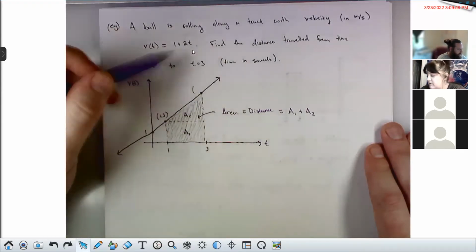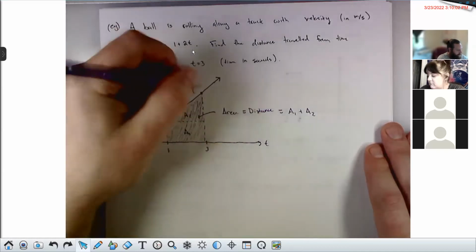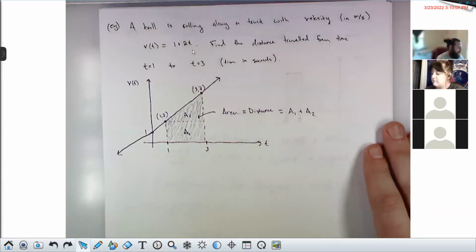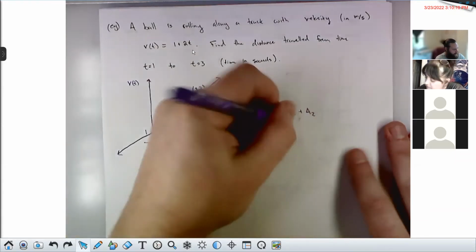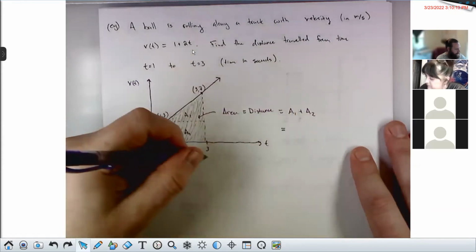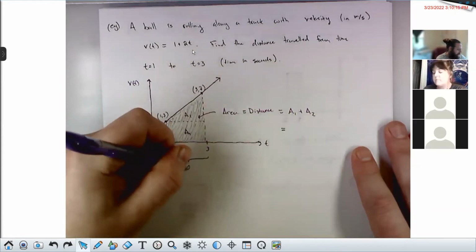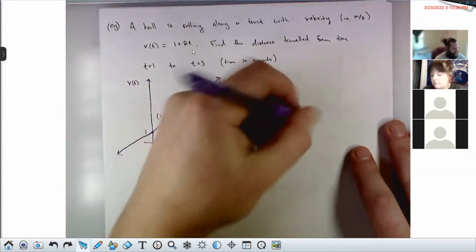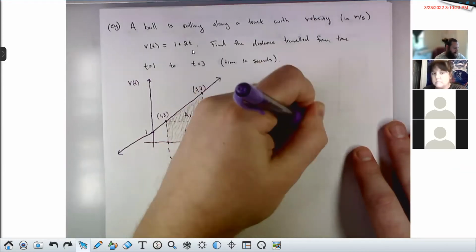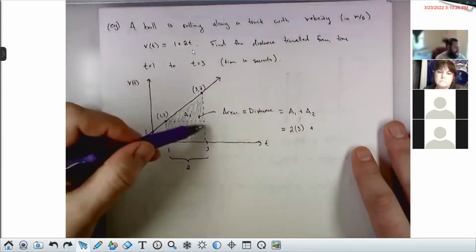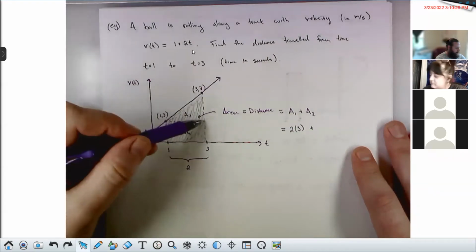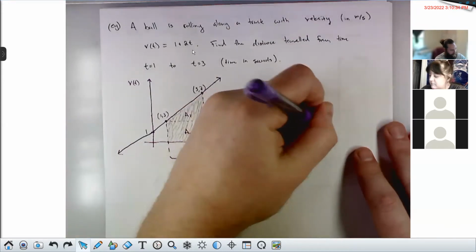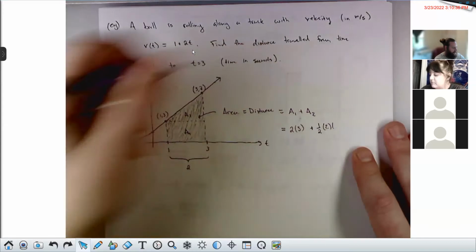When t is equal to 3, this is 1 plus 2 times 3. So that's 1 plus 6, which is 7. So this is 3, comma 7. So the area of the rectangle is this, which is 2, times this height, which is 3. Plus the area of this triangle, which is 1/2 base, which is 2, times the height, which is 7 minus 3. 7 minus 3 is 4.